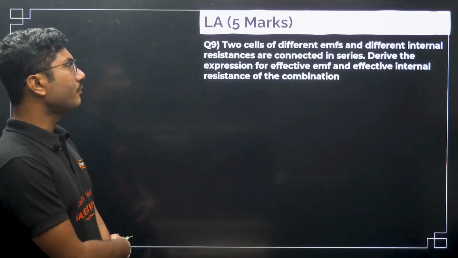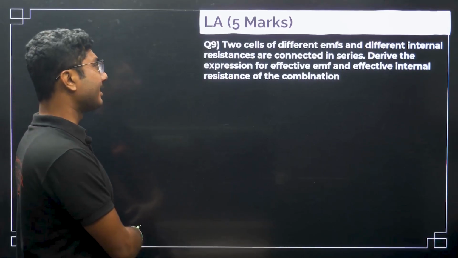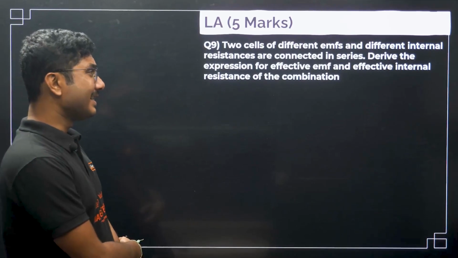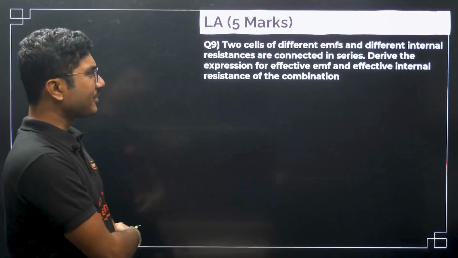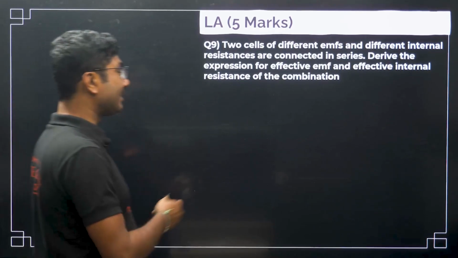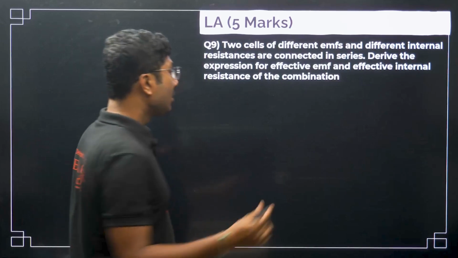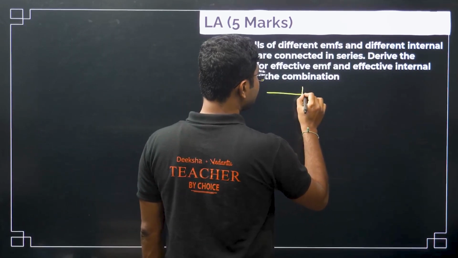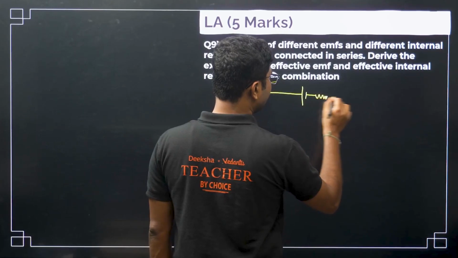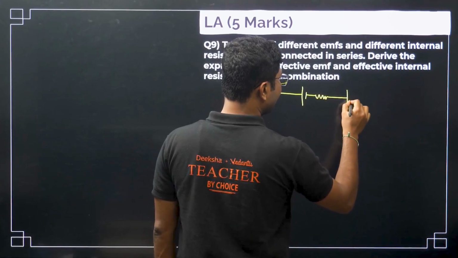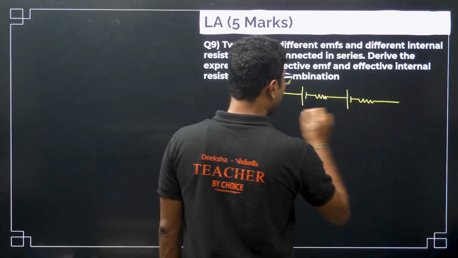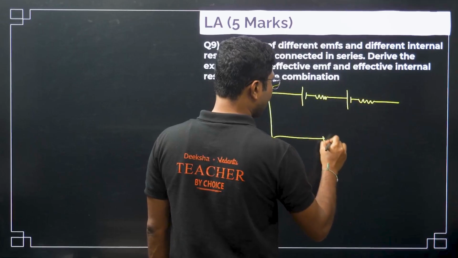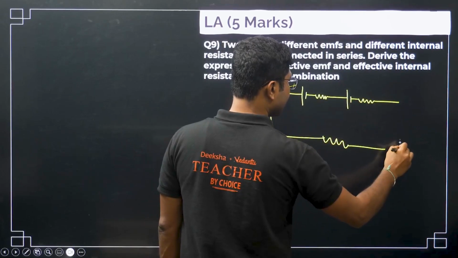Two cells of different EMFs and different internal resistances are connected in series. Derive the expression for effective EMF and effective internal resistance of the combination. So here we have 2 cells. Generally they will give you 2 cells, not more than 2, which is very simple. And whenever you draw that, you have to connect an external resistance.